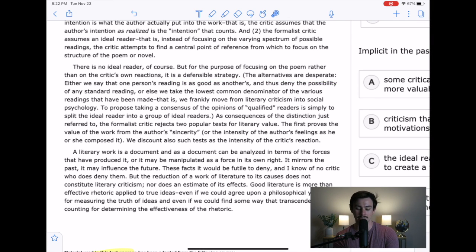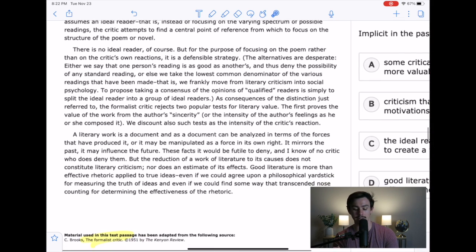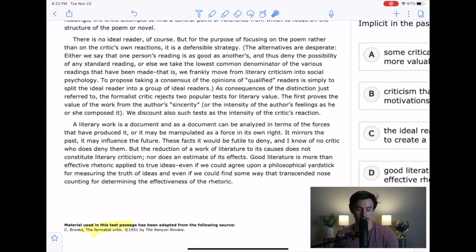Either we say that one person's reading is as good as another's, or either we say that everybody can read at the same level, which is not true, right? And thus deny the possibility of any standard reading, or else we take the lowest common denominator of the various readings that have been made. That is, we frankly moved from literary criticism into social psychology. There she is again, just throwing shade at psychology.